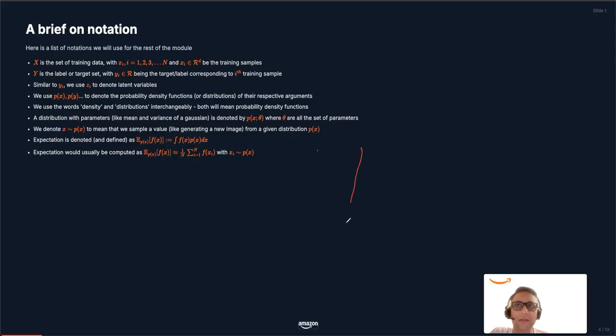You have something like this. You have a normal distribution, not a standard normal, but a Gaussian, and you have x. So these are the values where p of x is high, right? So that means that these x's are more likely to occur.